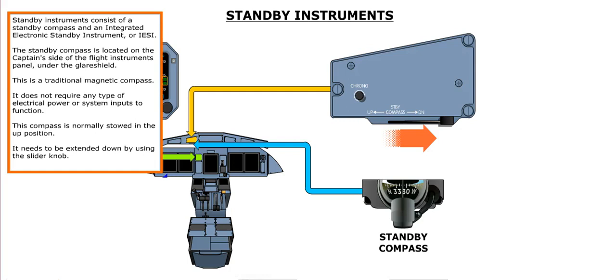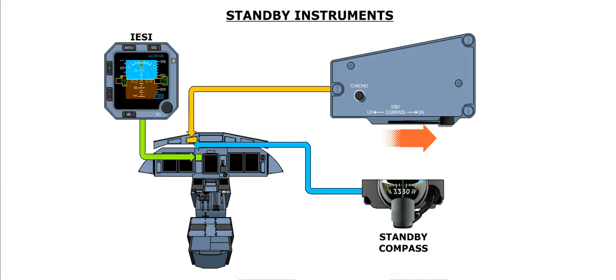Standby instruments consist of a standby compass and an integrated electronic standby instrument, or IESI. The standby compass is located on the captain's side of the flight instruments panel, under the glare shield. This is a traditional magnetic compass. It does not require any type of electrical power or system inputs to function. This compass is normally stowed in the up position. It needs to be extended down by using the slider knob.